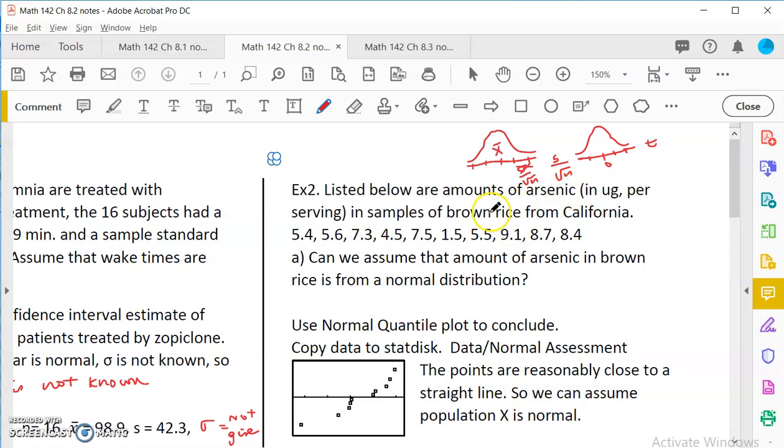So we solve that problem. The second problem we might run into is a very small sample size, when we do not know if our population is normal. This example has measures of arsenic, a bad mineral, in brown rice from California. We only have a sample of 10. It's not greater than 30, and we don't know if arsenic is normally distributed. If it is, that's good, that means X bar should be normal. If it's not, then we need a bigger sample size.